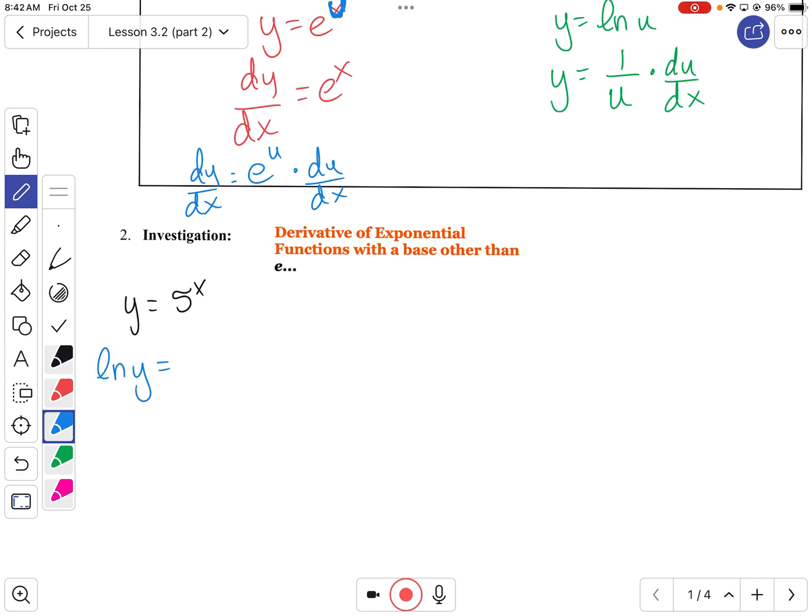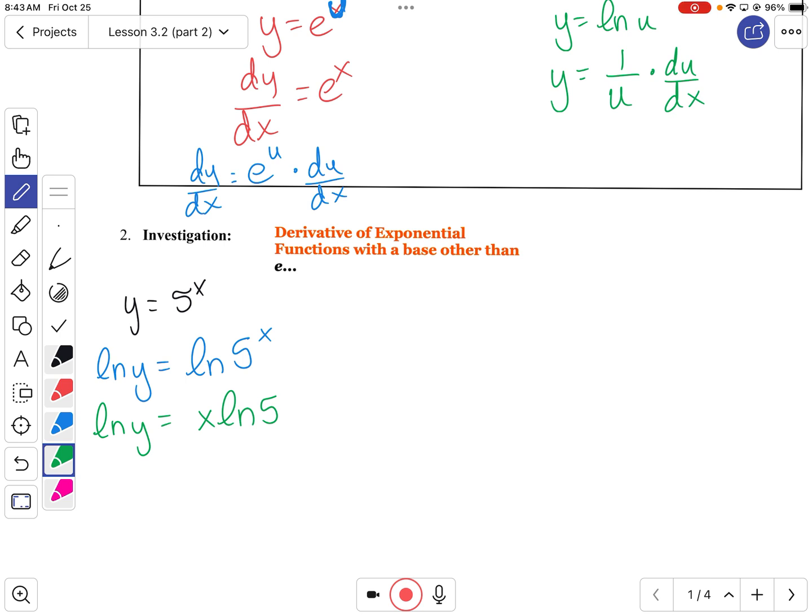This is an algebraic equation, and it's legal to do that. The laws of logarithms say we can do that. Properties of logs say I can do what with that x value that's up there as an exponent on the ln of 5 to the x? I could move it to the front. So let's do that. Ln of y equals x times the ln of 5.